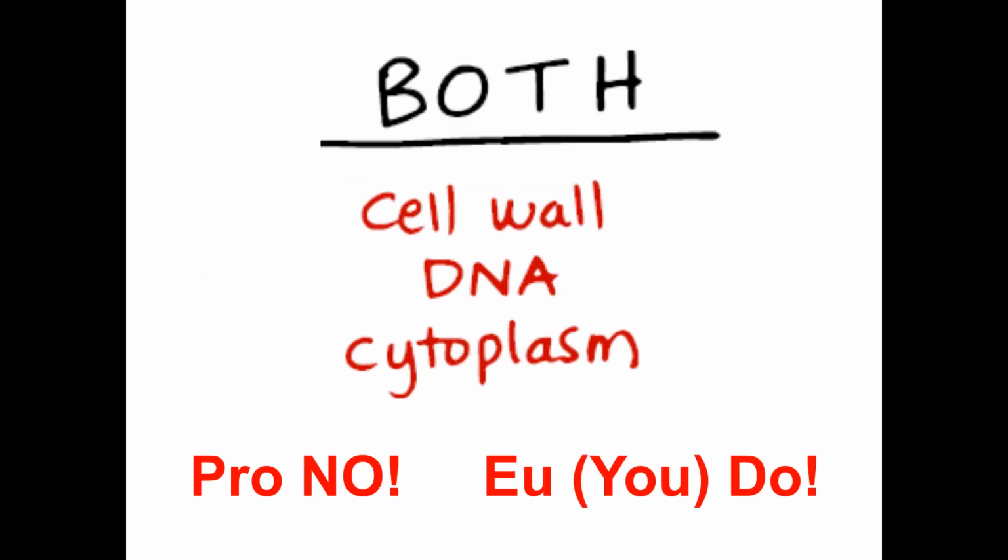They're both going to have a cell wall, DNA, and cytoplasm. And here's a really easy way to remember the difference between prokaryotic and eukaryotic. Pro, no nucleus. Eukaryotic do have a nucleus.